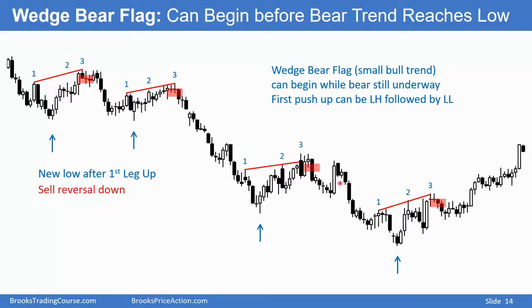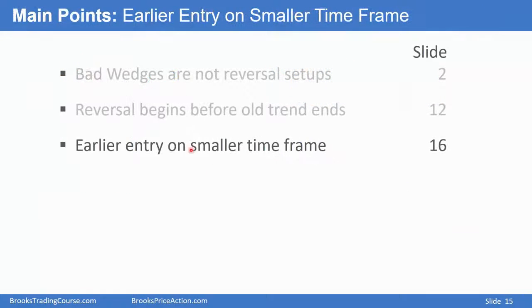The key point, you're in a bear trend, you're looking to sell a reversal down from every rally, betting that the rallies are minor and therefore bear flags, and that the bear trend will resume. So you sell below the low of that third push up. You can enter earlier on the smaller time frame chart. I think traders will make more money if they just trade the chart that's in front of them and not look at other charts.